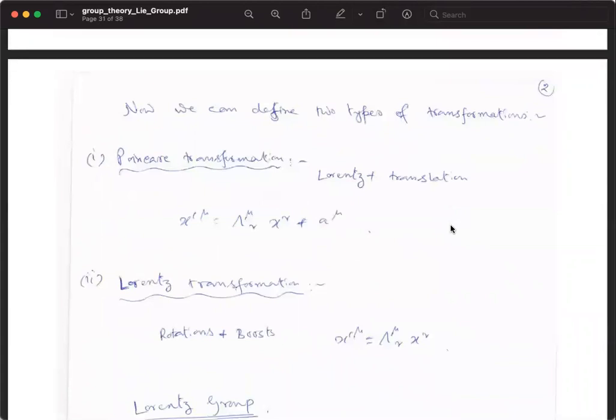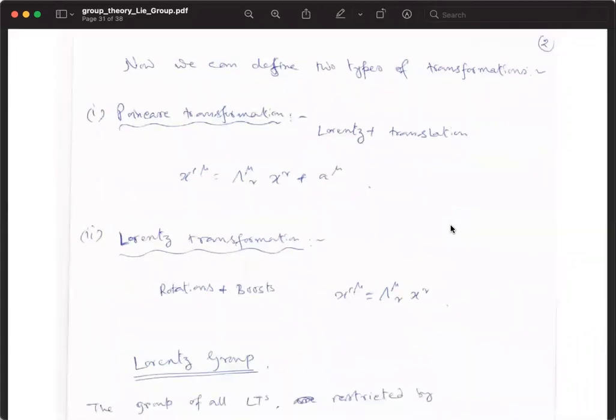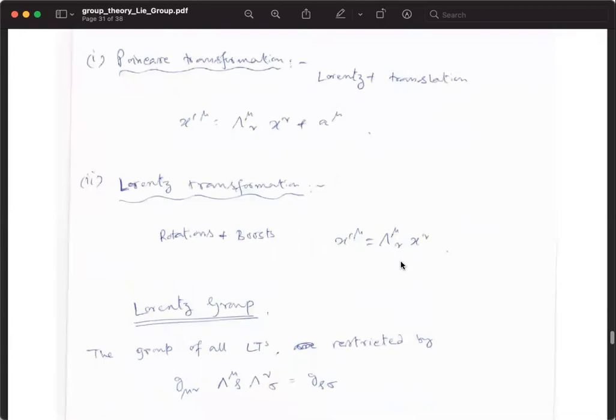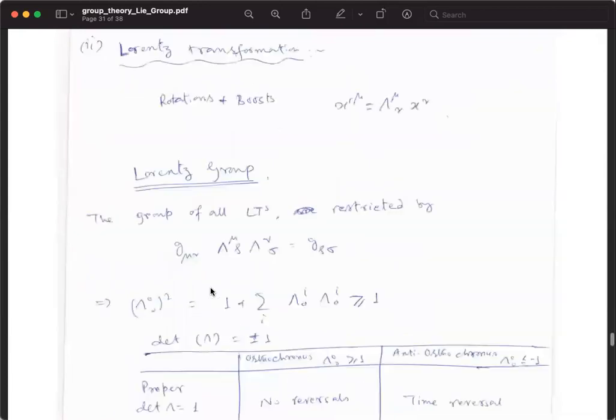So now we can define two types of transformation. One is the Poincare transformation, where we include the Lorentz transformation as well as translation. You can see this is the Lorentz transformation, and this is the translation. If you switch off the translation, the Poincare transformation reduces to the Lorentz one. So you can think of Lorentz as a subpart of the Poincare transformation. The Lorentz transformation is dictated by this lambda^mu_nu matrix, which consists of rotations and boosts.